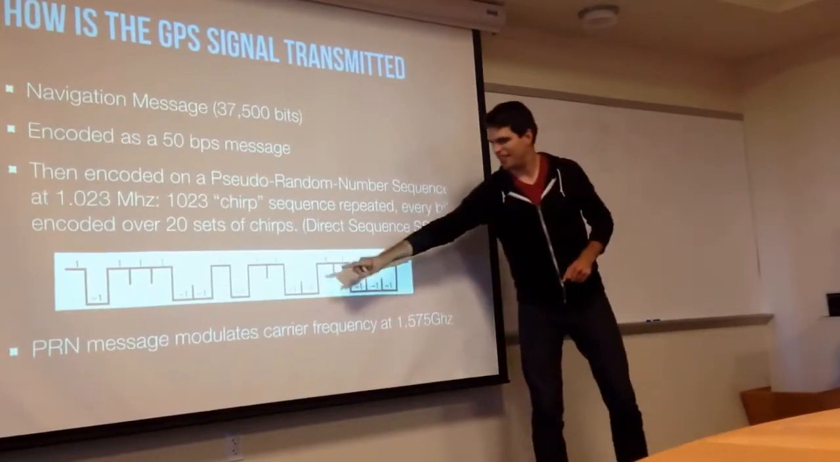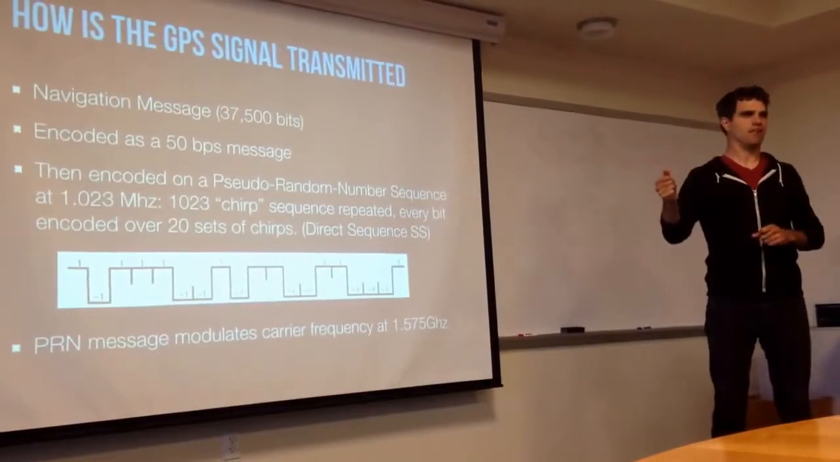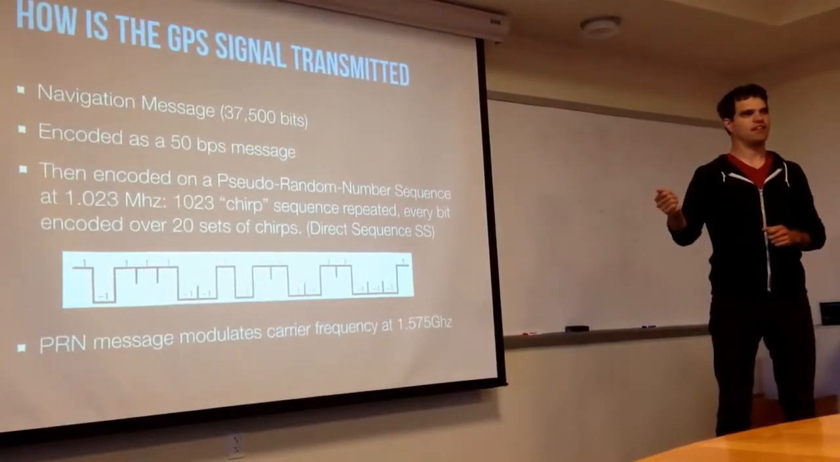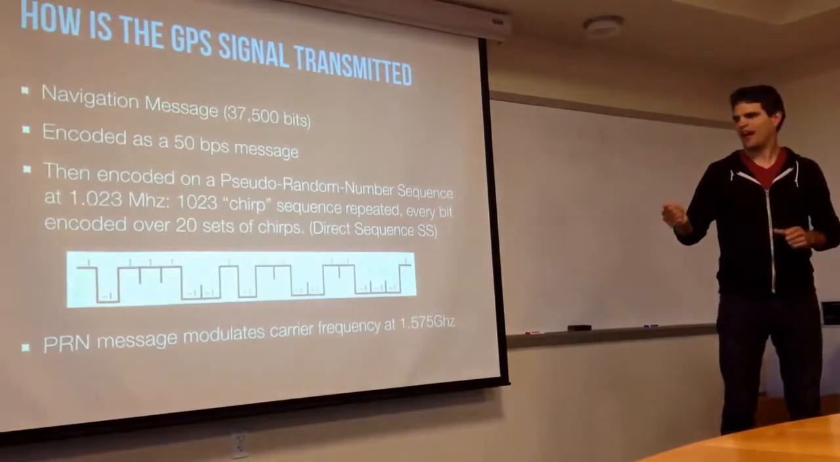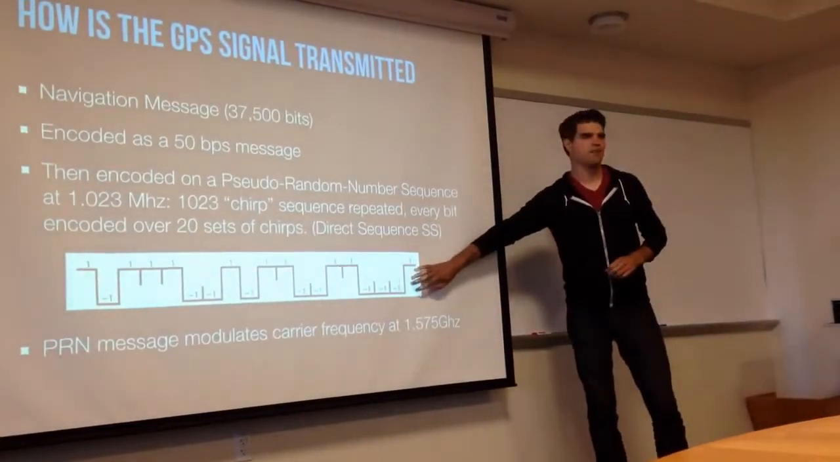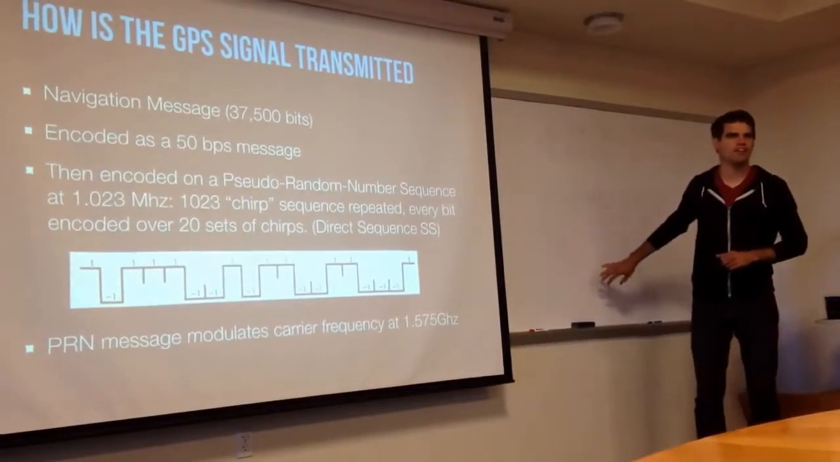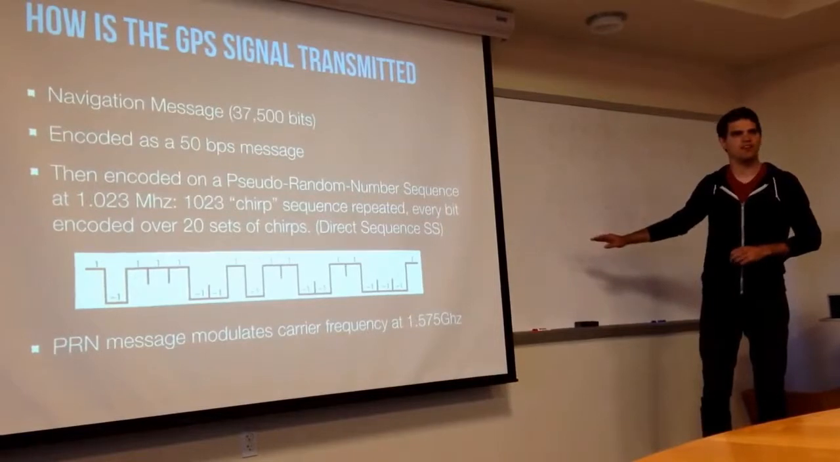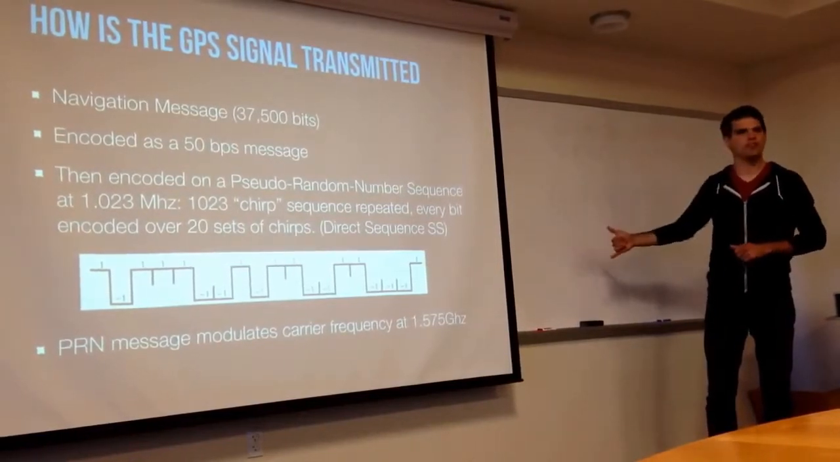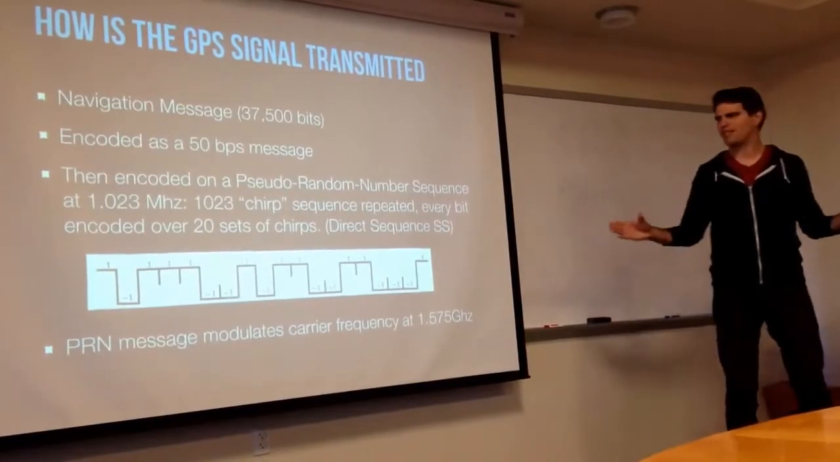I'll call each one of these not a bit but a chirp, and say, okay, for every bit of my digital data I want to send down at low frequency, I will then take this, what happens to be a 1023-bit sequence. I'll make 20 repetitions of this, and if I want to send a 1, I send the whole thing. If I want to send a 0, I invert the whole thing and send it. So why the hell does anybody do this?